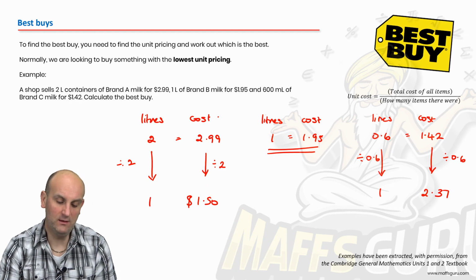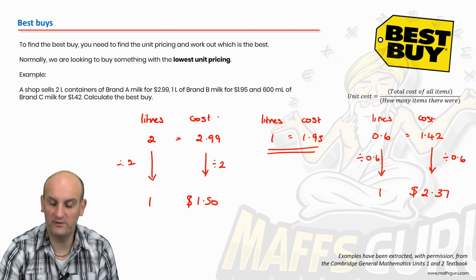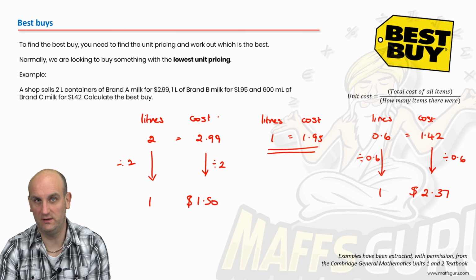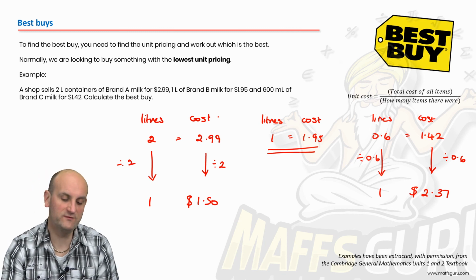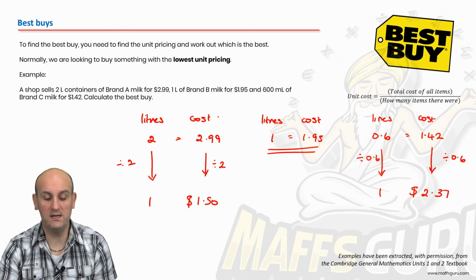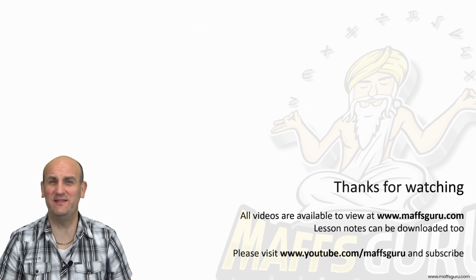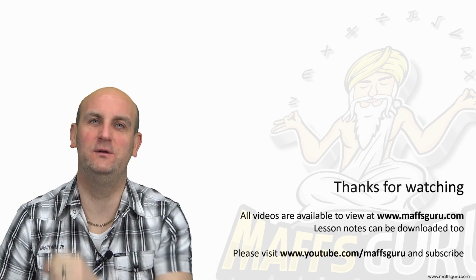Right, so we now know that for shop A, 1 liter costs $1.50. In shop B, 1 liter costs $1.95. And in shop C, it costs $2.37. So which would you buy? And please don't say shop C, because you're going to lose a lot of money. So obviously in this situation here, I would buy brand A milk. Why? Because for 1 liter, it is cheaper. And there we go, ladies and gentlemen. That is the end of this video with unit pricing.